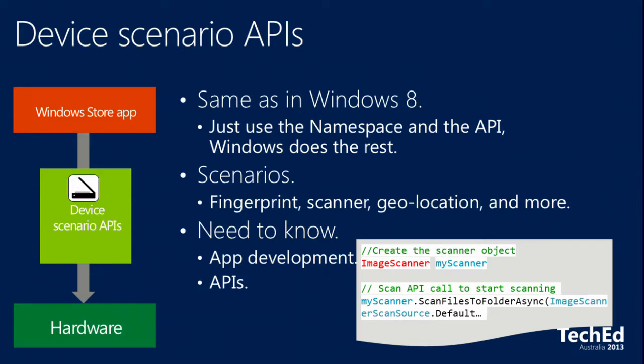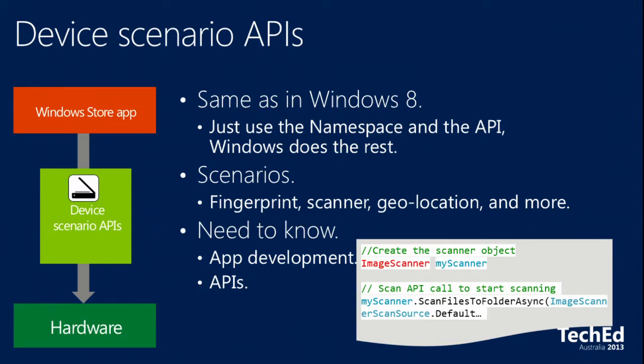So scanner. Because I couldn't find a scanner, or I didn't want to buy a scanner to bring here and show you how it works, I've just put a little bit of scanner code up there. You go to the windows.media.capture.scanner namespace, or whatever it is, you get a scanner object and say, I want to find a scanner, and it comes back with an enumeration. You say, yeah, scanner number 1, and you just say scan files to folder, and it will connect to the scanner and start capturing information for you.